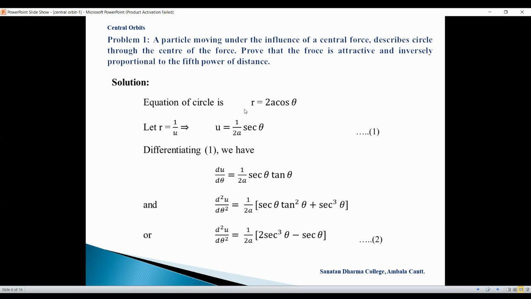So what is equation of circle in polar form? r is equal to 2a cos theta. Now again let r is equal to 1 by u. It means u is equal to this one. Differentiating, you will get first derivative and second derivative. Now we have u and second derivative.